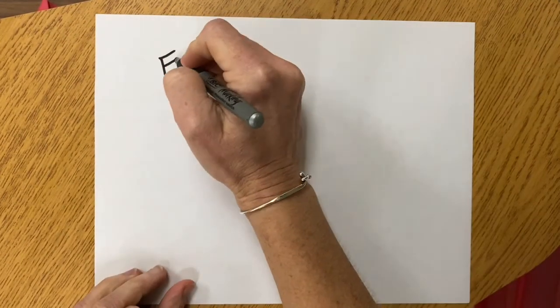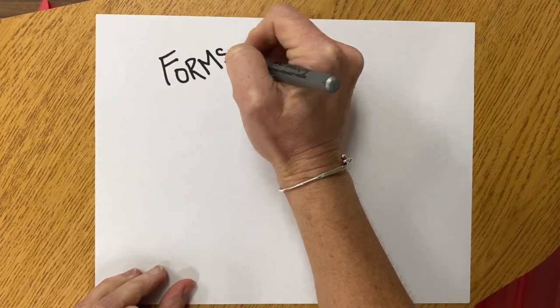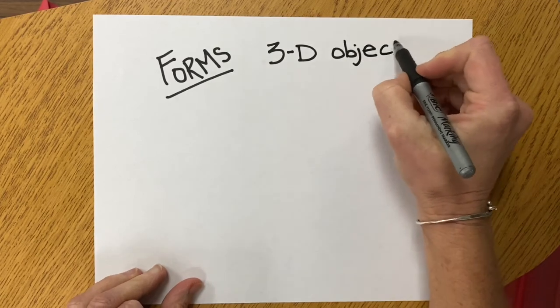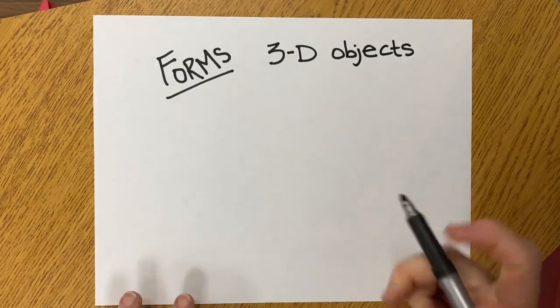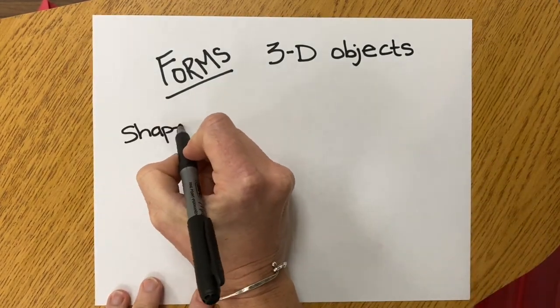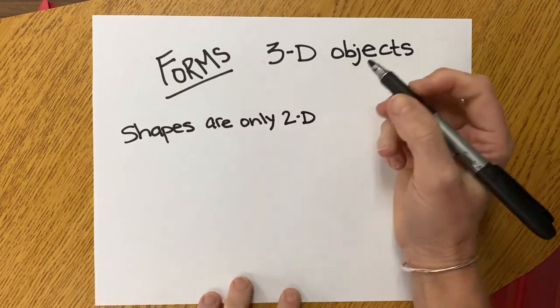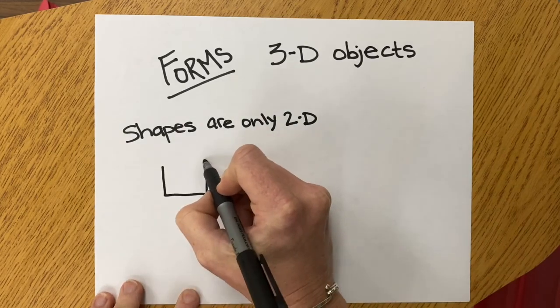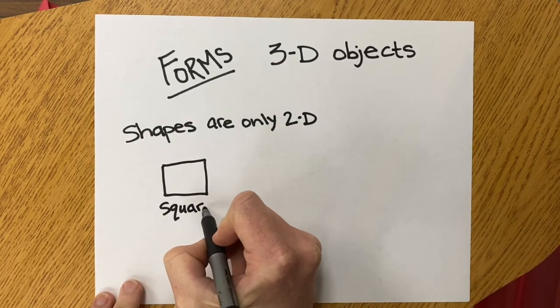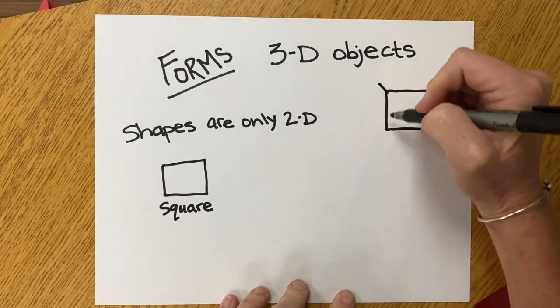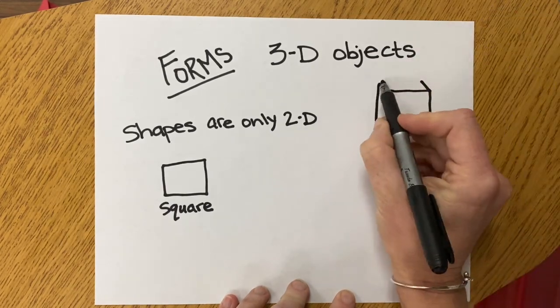Last week, we learned the difference between forms and shapes. Forms are three-dimensional objects. Shapes are two-dimensional objects. A square is a shape. A cube is 3D, so it is a form.